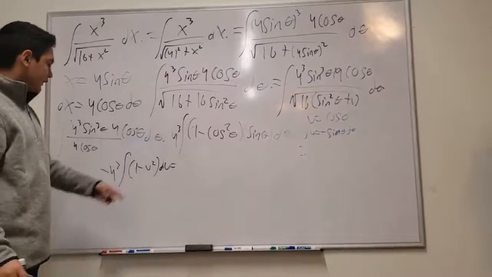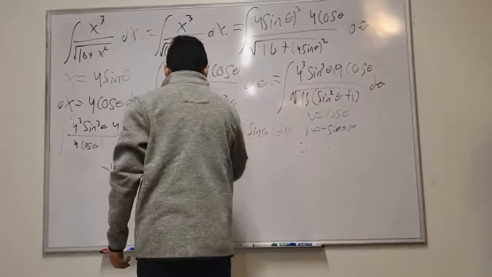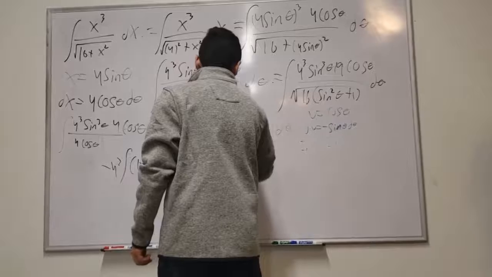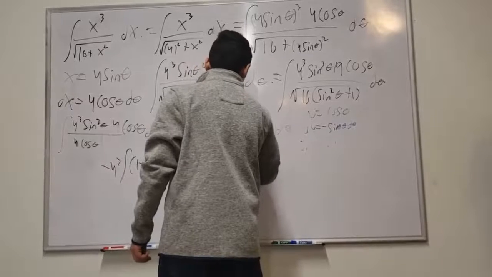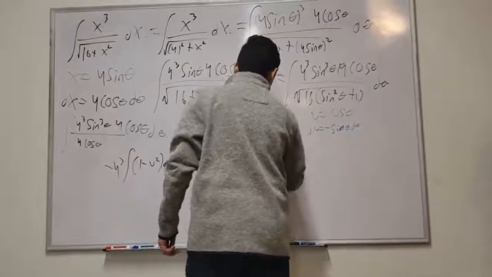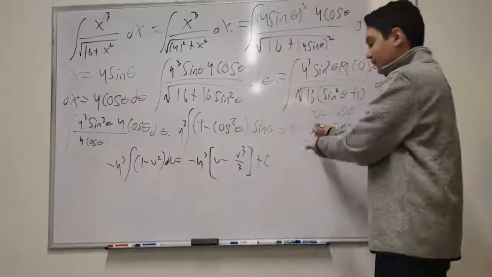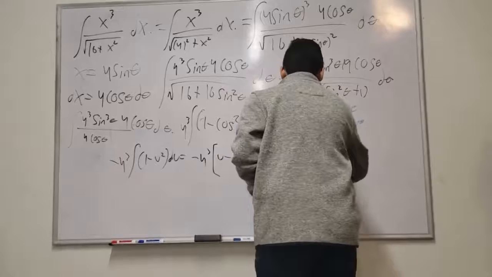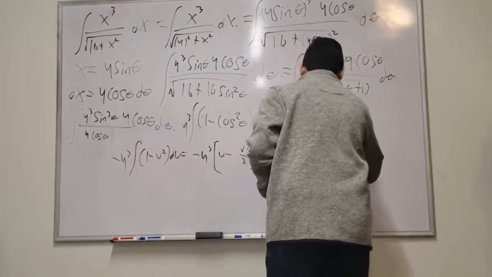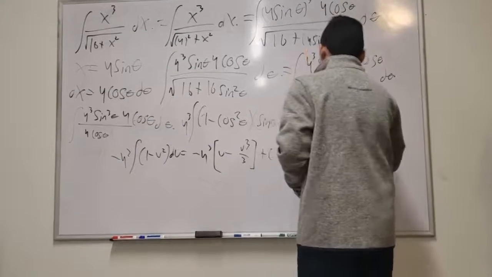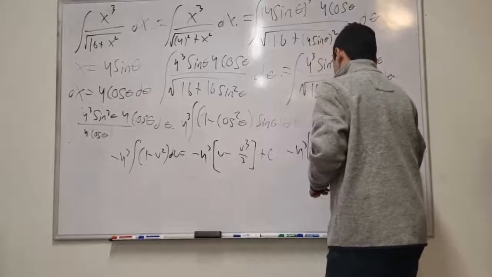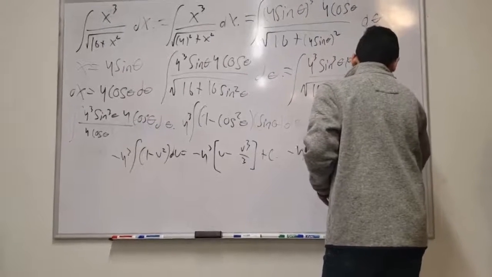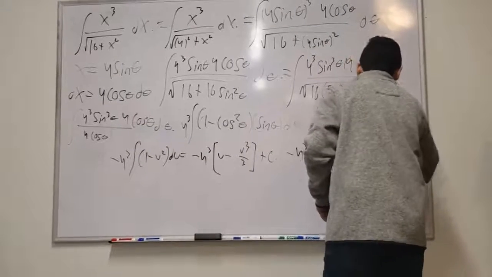So we take the integral of this, which gives us -4/3 of u minus u cubed divided by 3 plus c. But now we have to plug back in our u, which gives us -4/3 of cosine theta minus cosine cubed theta divided by 3 plus c.